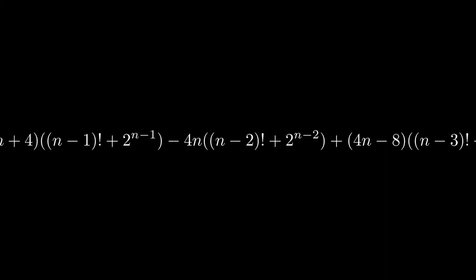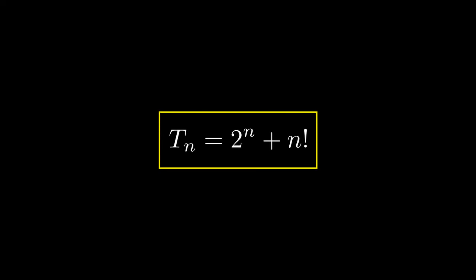As you can see, this doesn't even fit on the screen. After some nasty algebra, we eventually come to a true statement that 2 to the n plus n factorial equals 2 to the n plus n factorial. And so, that proves our hypothesis that t sub n does in fact equal 2 to the n plus n factorial.